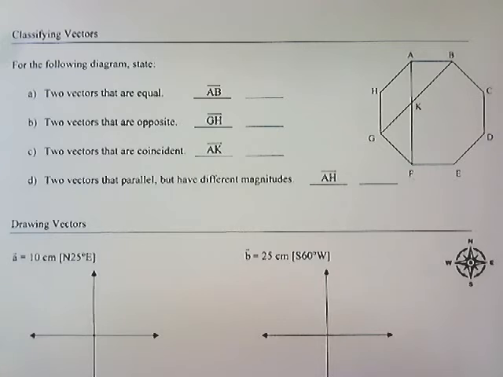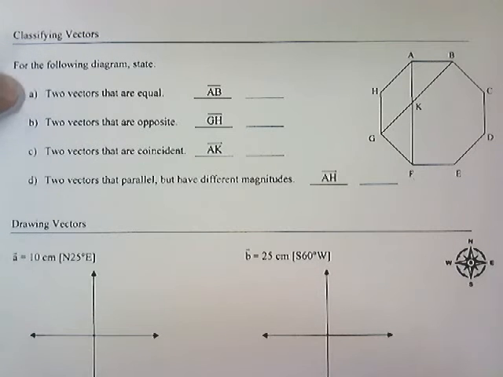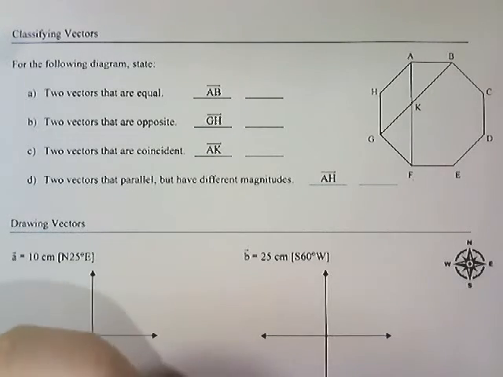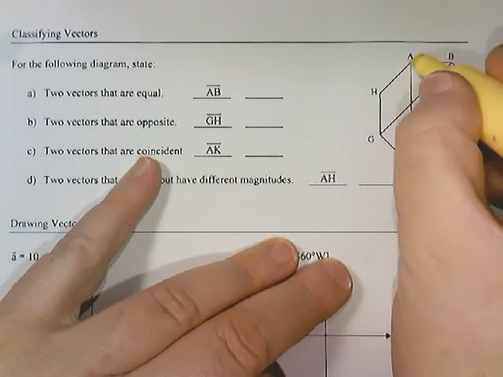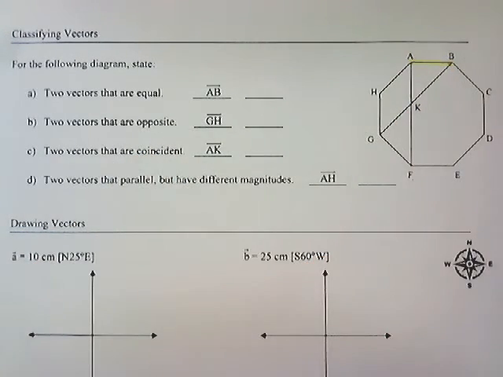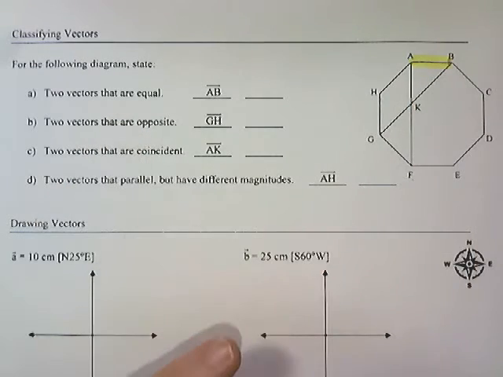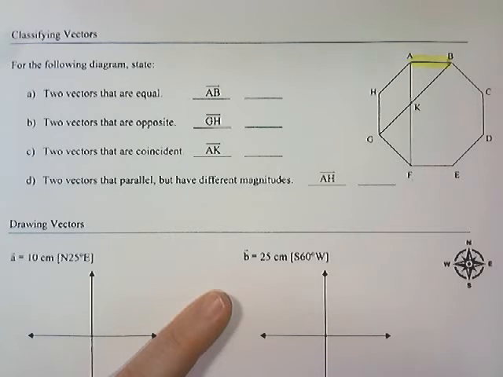So what we would like to do is look and see, first of all, to see if we can find vectors that are equal. So according to our vocabulary sheet that we just did, equal vectors have the same magnitude, so the same length, and the same direction. So it gives me the starting vector of AB. So I'm going to look at AB. And what I need to do is I need to find another vector that has the same length and is going in the same direction.